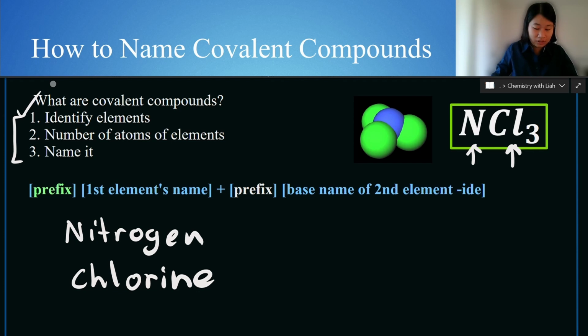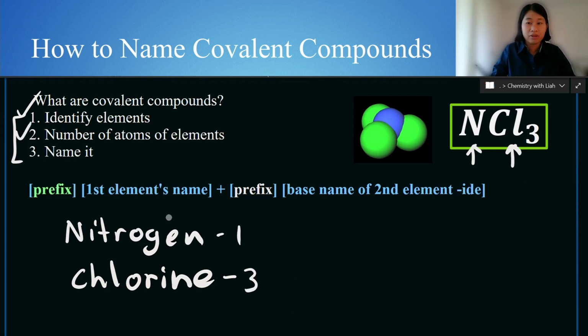Number 2 says that we need to take into account the number of atoms of each element, essentially asking how many nitrogen atoms are there? There's 1, so we'll put a little 1. And how many chlorine atoms are there? Well, this subscript here tells us that there are 3 chlorine atoms. So we'll put a note there.